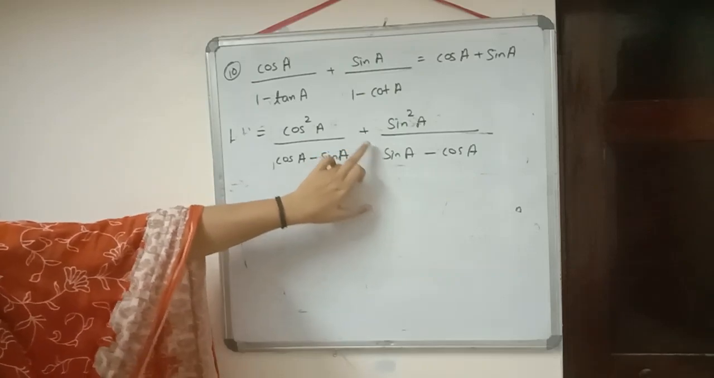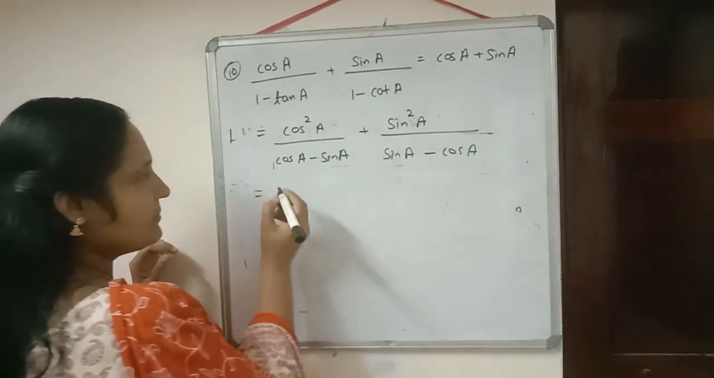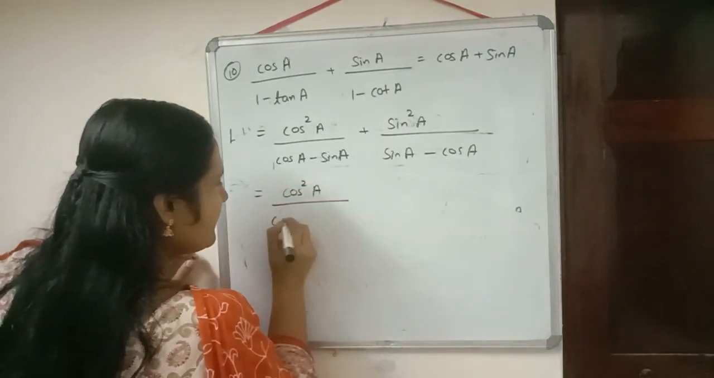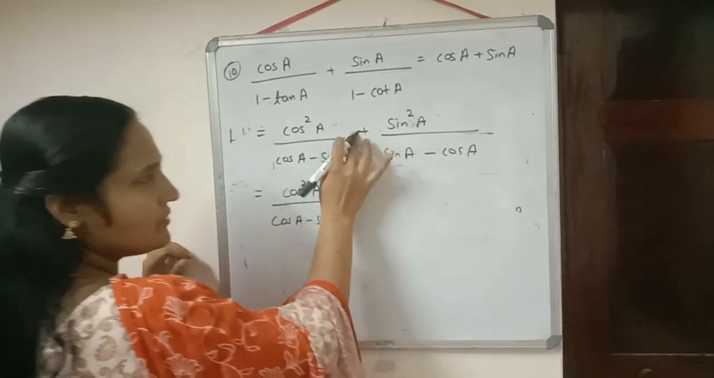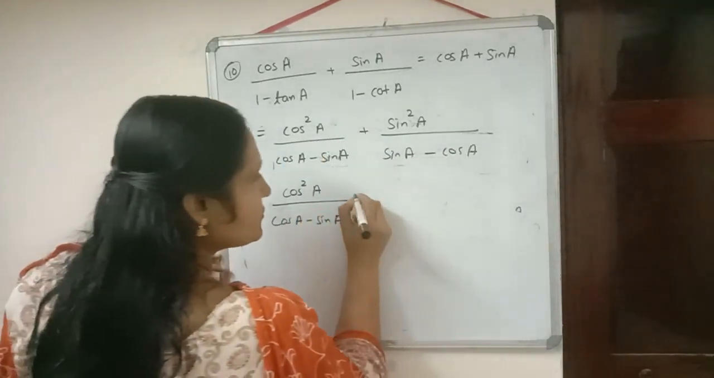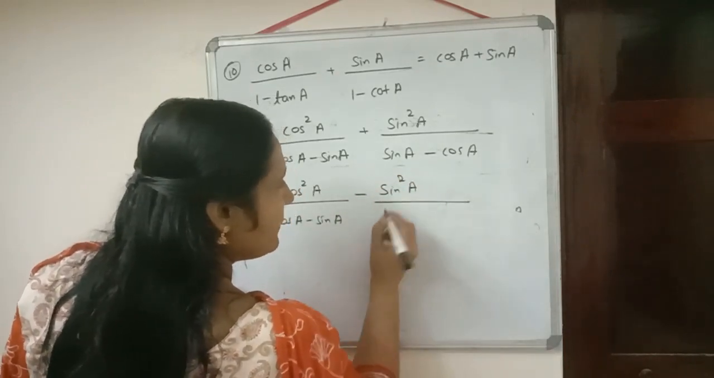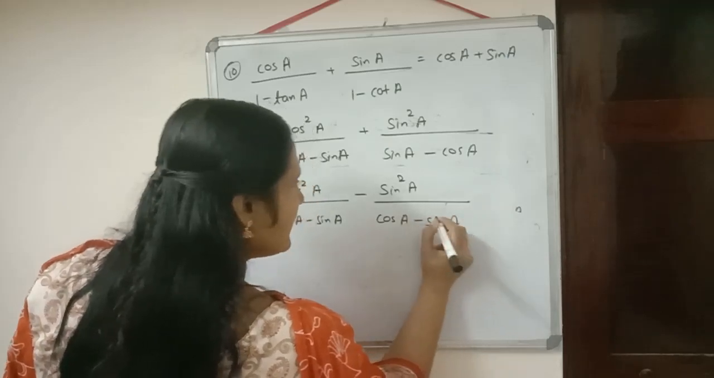So positive into negative will become negative. So I am going to use that concept. Then it will be equal to cos square A by cos A minus sin A. I am going to take this negative sign common, so this expression will become negative there. Sin square A by, here it will become cos A minus sin A.